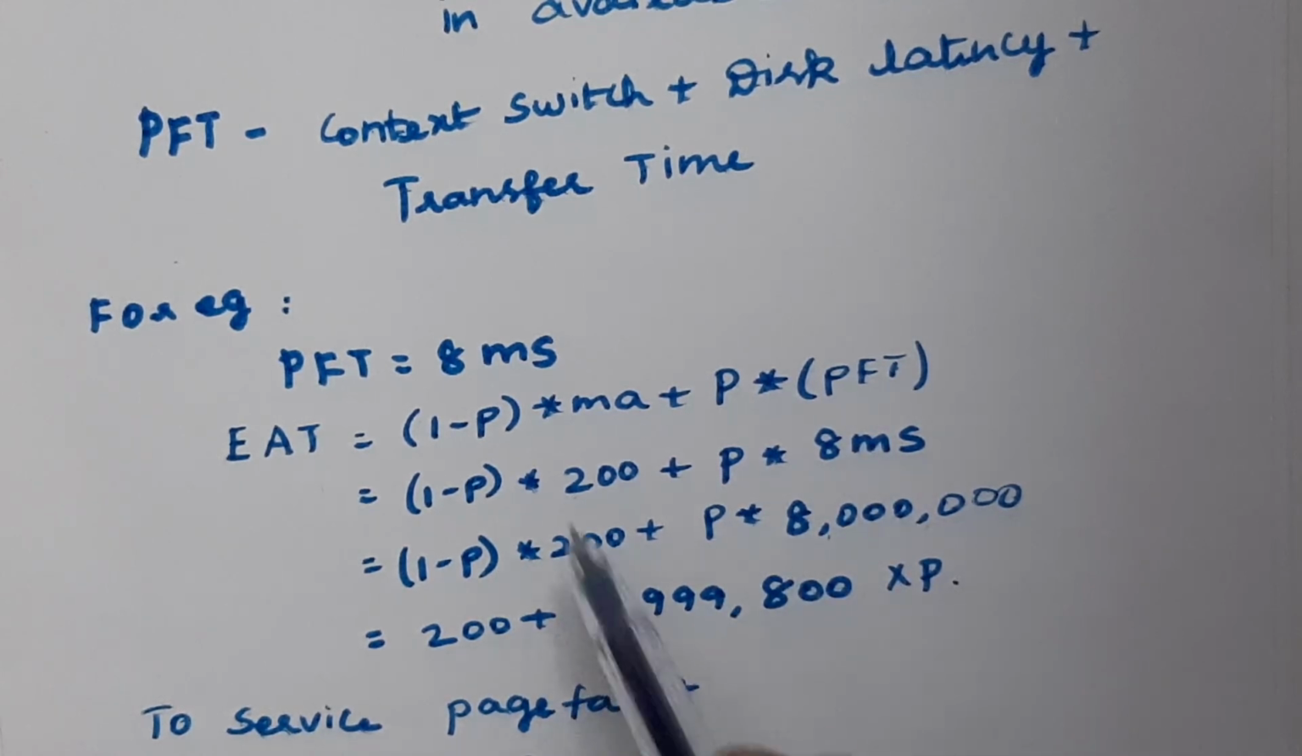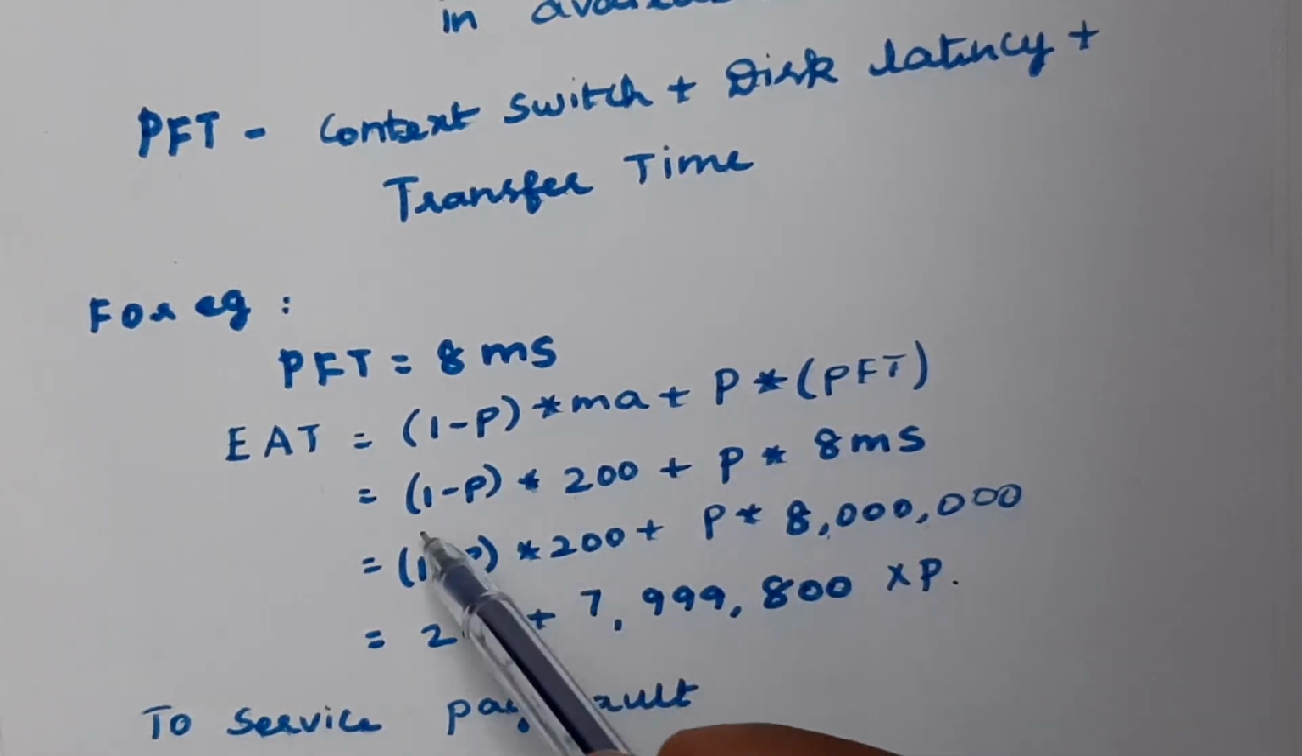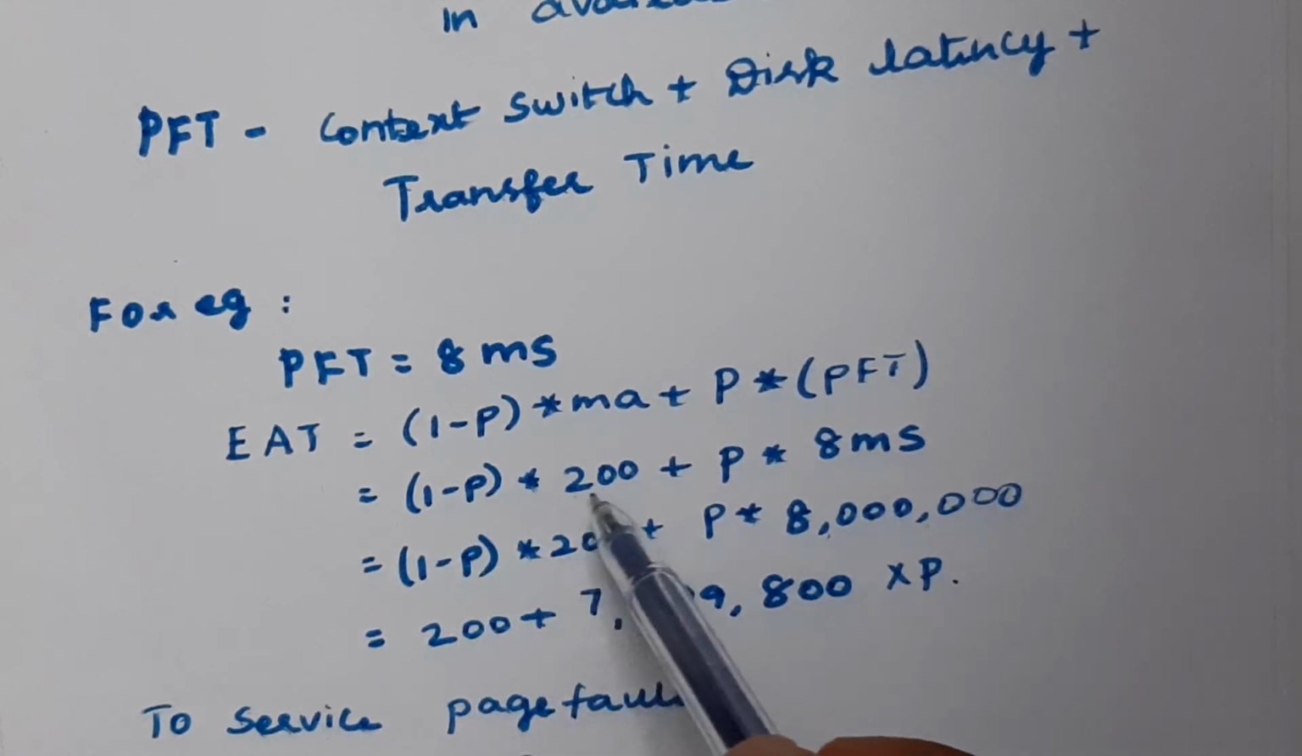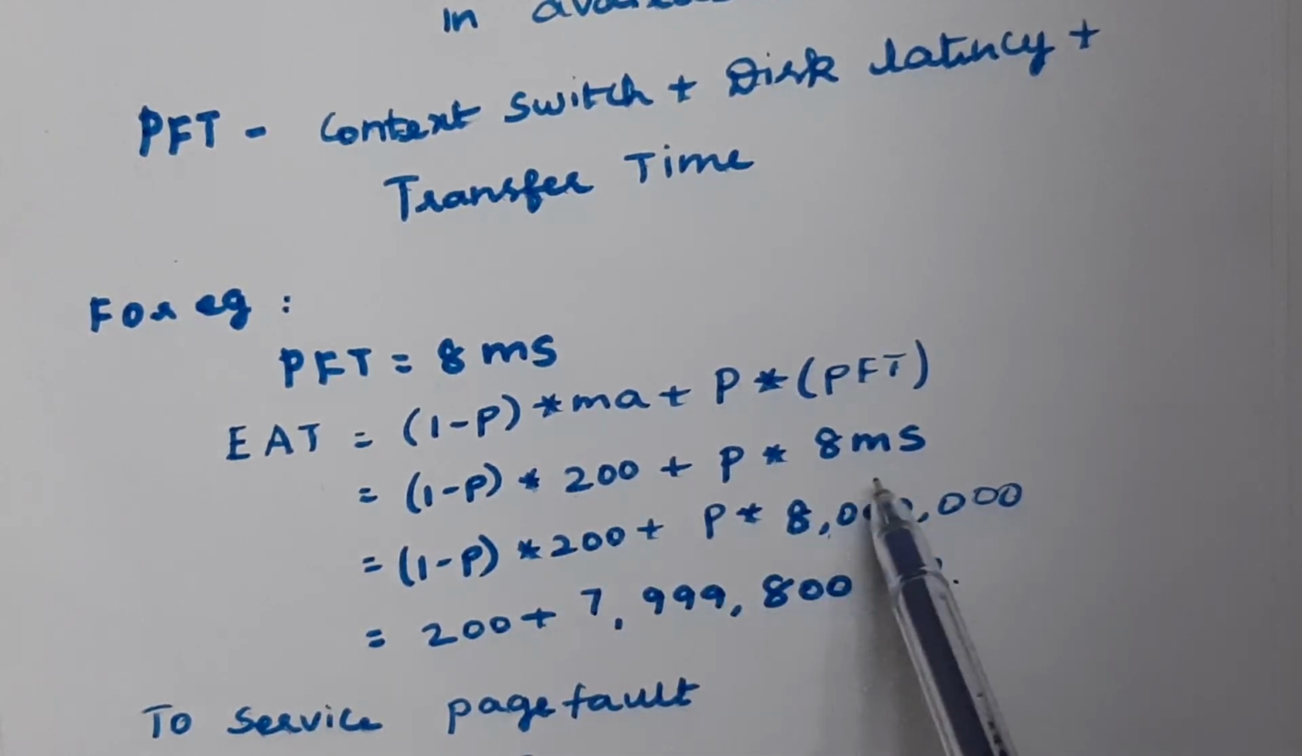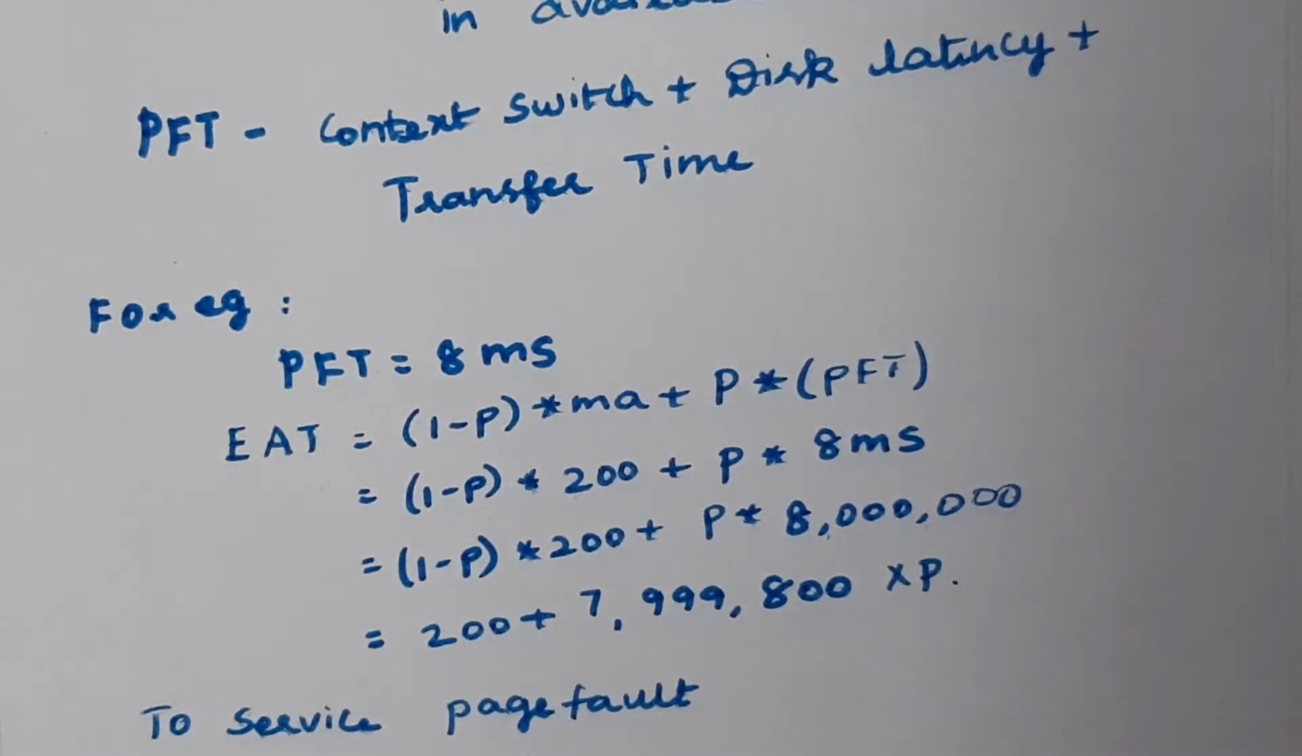So if you substitute all these values in the given formula, you will get (1 - p) x 200 + p x 8 milliseconds, and you need to convert milliseconds into nanoseconds, so you multiply by 10^6. If you multiply this, you will get 200 - 200p + 8,000,000p. And if you subtract, you will get 200 + 7,999,800p. So this is the effective access time in terms of the page fault rate.